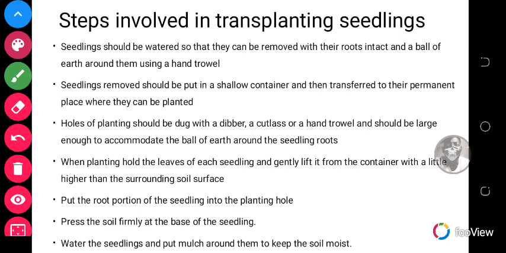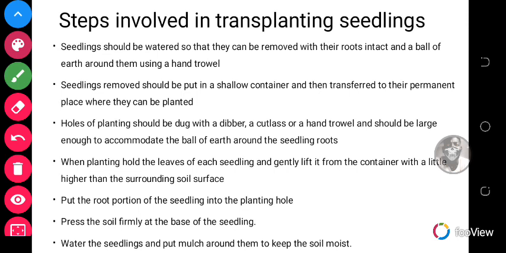Now put the root portion of the seedling into the planting hole. Press the soil firmly at the base of the seedling, water the seedling, and put mulch around them to keep the soil moist. So these are the steps. And the last step says to water the seedling and put mulch around them. In our previous lessons, we learned about mulching, and we learned that mulching is the addition of humus to the top layer of the soil to prevent the soil from losing water.